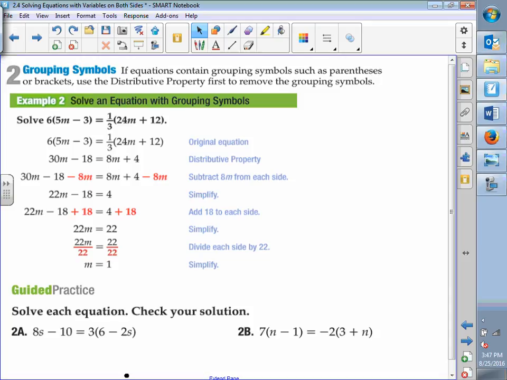Okay? So for example, here in example 2, we have 6 times the quantity of 5m minus 3. When you hear me say the quantity of, that means the next thing is going to be in parentheses. Okay? So here we have 6 times the quantity of 5m minus 3 is equal to 1/3 times the quantity of 24m plus 12. Now what they did here, to get this next line right here, is they used their distributive property right there. Is everybody with me? All right.